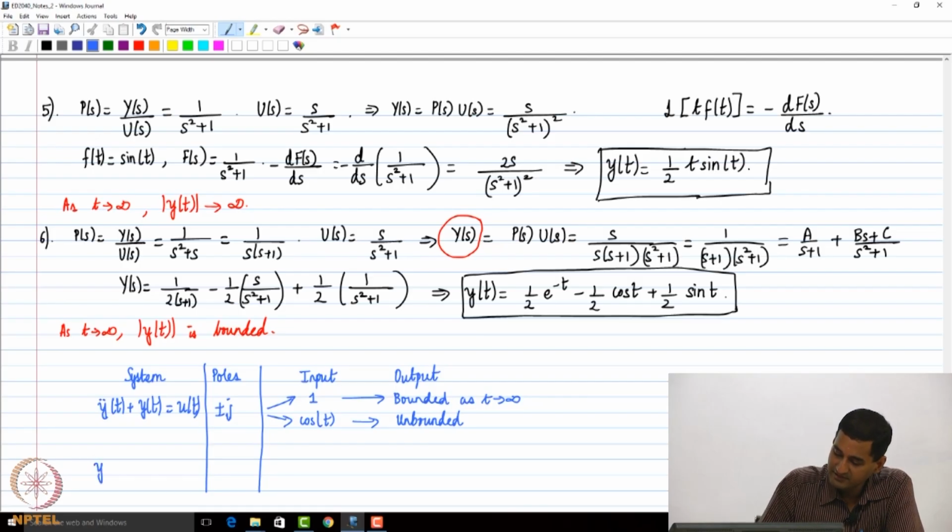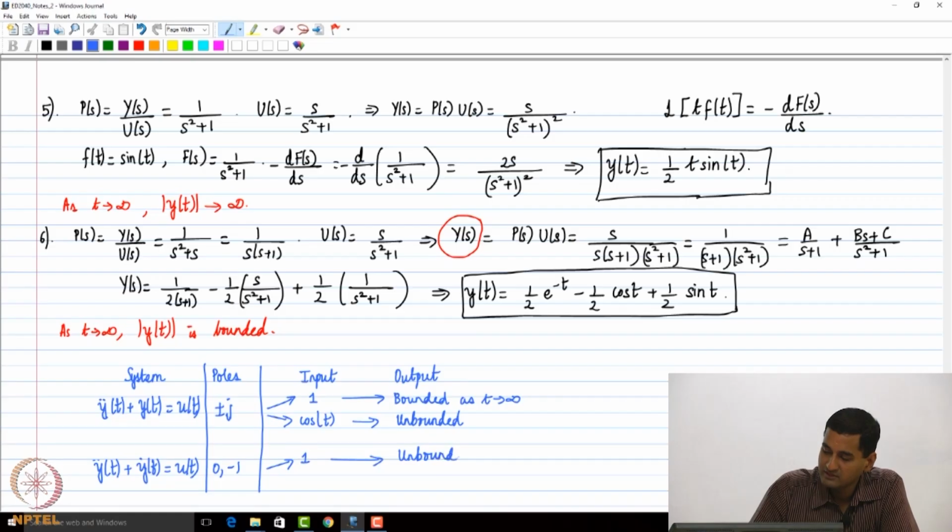Similarly, if we take this system y double dot t plus y dot t is equal to u of t, the poles were at 0 and minus 1. Here when we gave the unit step input, the output was unbounded. On the other hand, when we give cos t, the output was bounded for all time t, right? Correct?